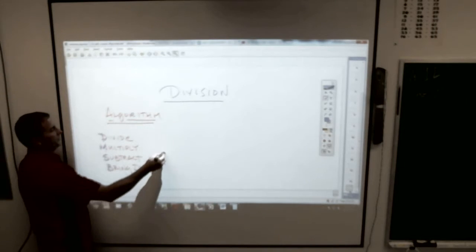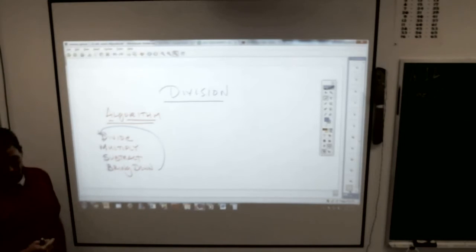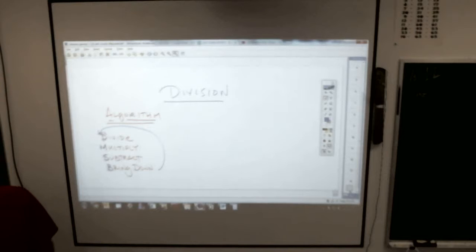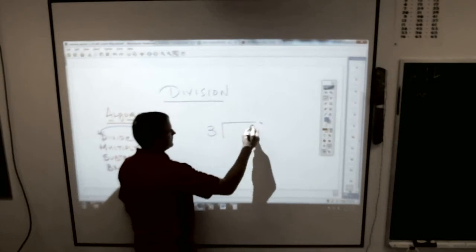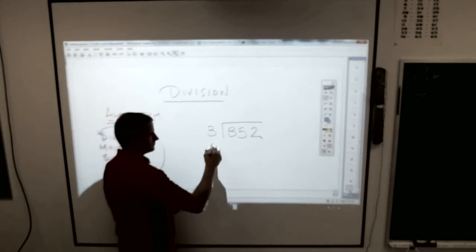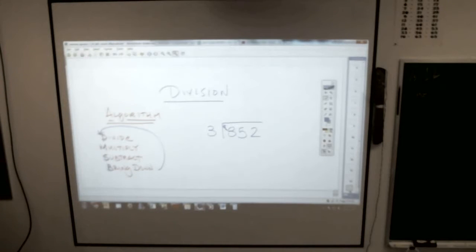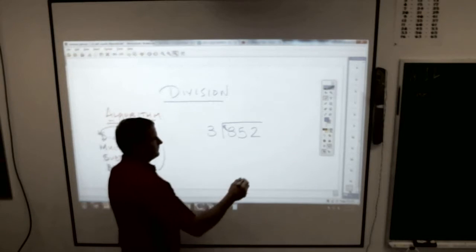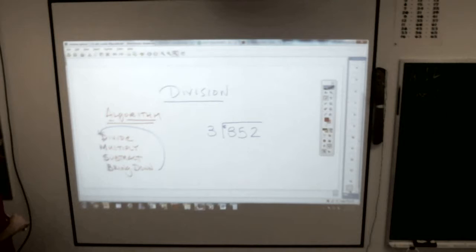And you keep following these patterns until you run out of things to bring down. Here is an example problem. Let's say we have 3 into 852. Actually, the book has $852. It doesn't matter. We do it the same way whether it's dollars or not. You have to follow this division algorithm. This is your division algorithm.